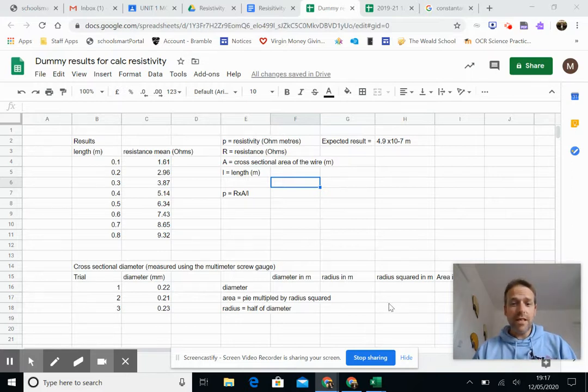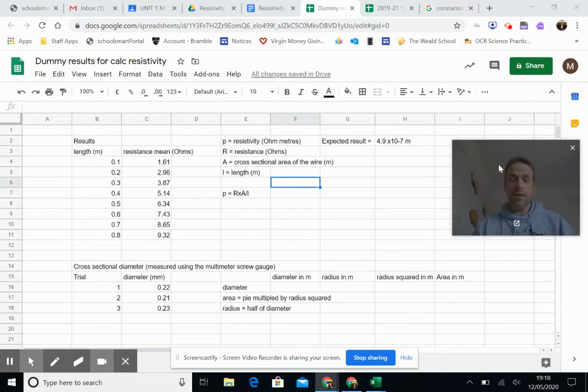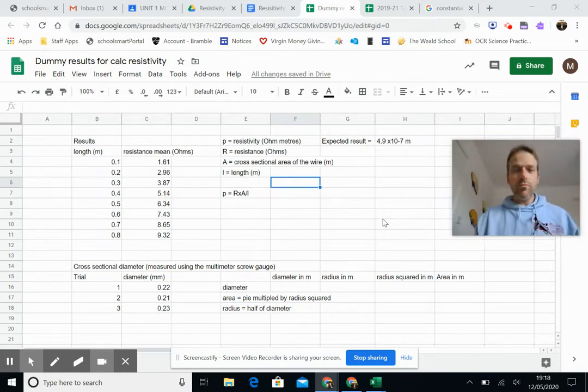Now, one of the aspects is you're going to have to calculate resistivity, in terms of the value that you got based on the results that you recorded. So the method was you had a meter rule with constantan wire taped to it. You took a multimeter which recorded the resistance, clipped that on 10 centimeters, 20, 30, 40, 50, 60, 70, 80 or whatever. Okay, and you recorded the resistance.